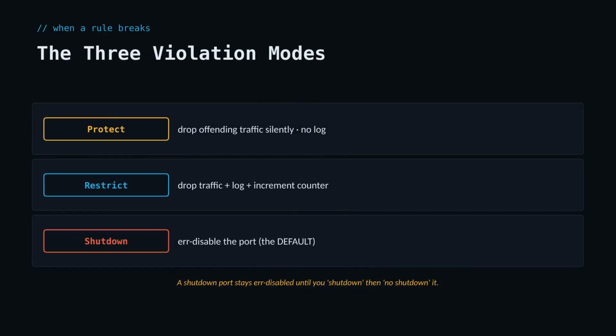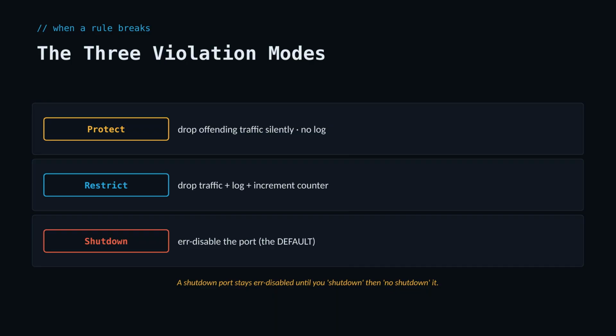Now, once you've defined who's allowed on the port, you need to decide how the switch reacts when someone breaks the rule. Cisco gives you 3 violation modes. Protect is the quiet one. It just drops the offending frames and says nothing. Restrict does the same drop, but also logs the event and bumps the violation counter, so you actually have visibility. And shutdown, the default, err-disables the port entirely, and it stays down until you manually shut and no-shut the interface to bring it back.